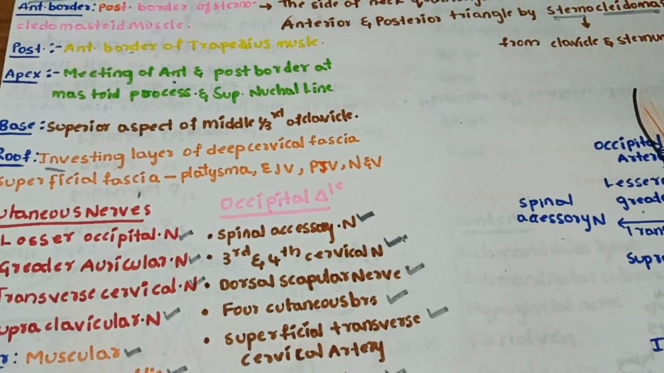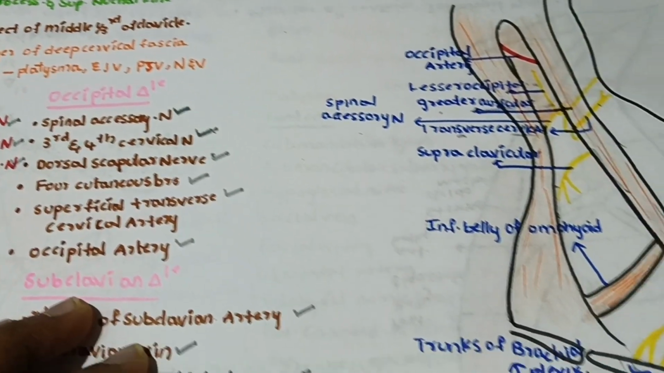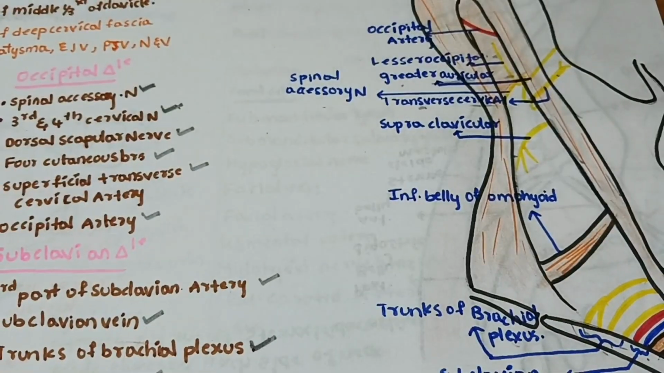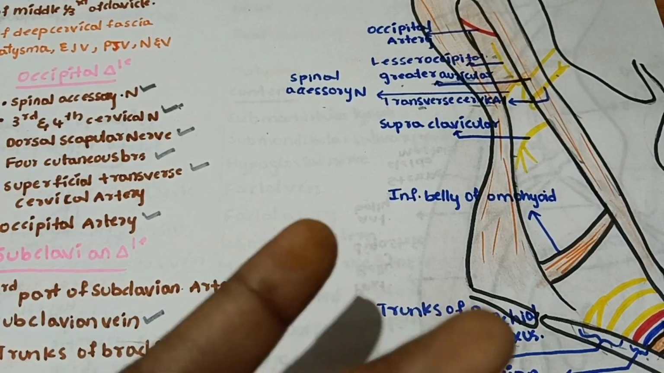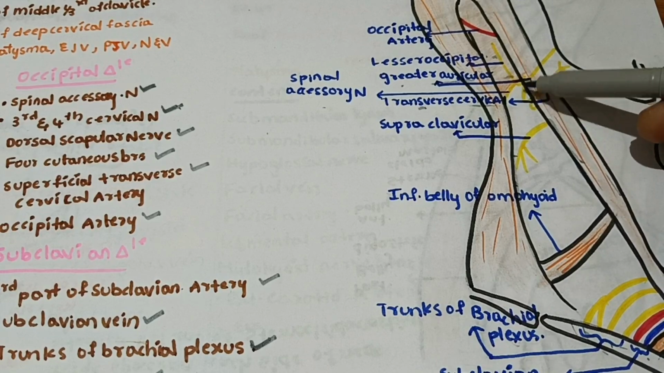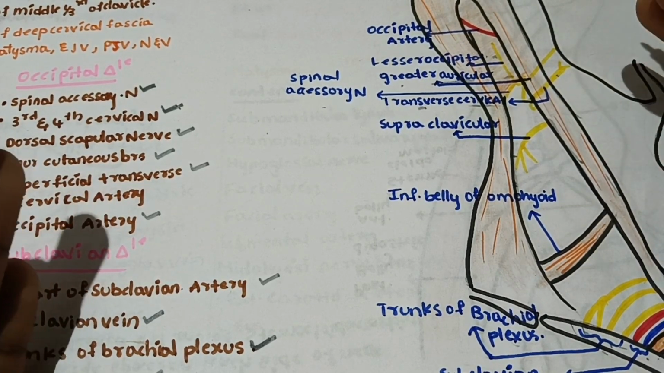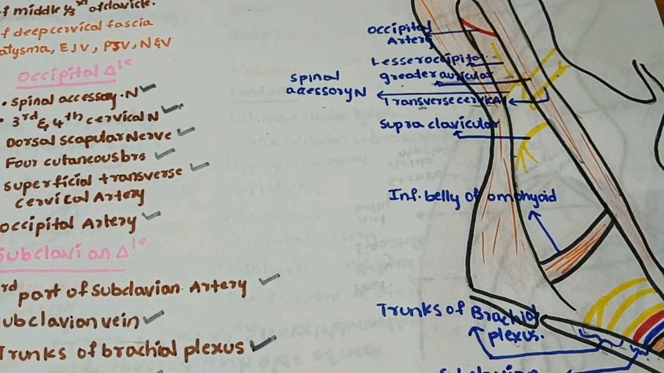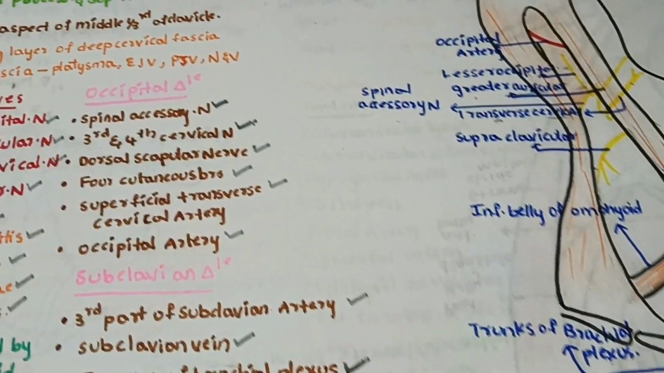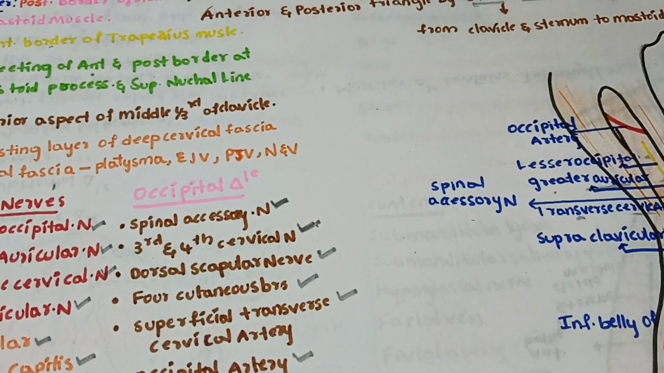Once again, the apex is formed by the meeting point of the anterior and posterior borders. The base is formed by the superior aspect of the middle 1/3 of the clavicle. The floor is formed by the 4 muscles. The roof is formed by the deep fascia and superficial fascia containing 4 cutaneous nerves. The anterior border is formed by the posterior border of the sternocleidomastoid and the posterior border by the anterior border of the trapezius. That large triangle is divided into the occipital and subclavian triangle by the inferior belly of omohyoid to remember the structures easily. This is the complete discussion of the posterior triangle of the neck.